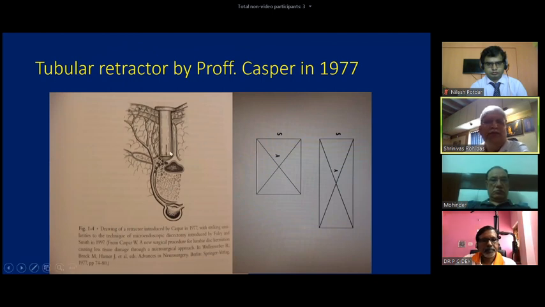Now this is the tubular retractor. This is the basics of the endoscopic system. In every endoscopic system, whether it is tubular, fixed tubular, mobile tubular, far lateral, you need a tube to retract the muscle. And this was mentioned by Casper in 1977. This is the tube which he used to retract the muscle and reach the lamina.